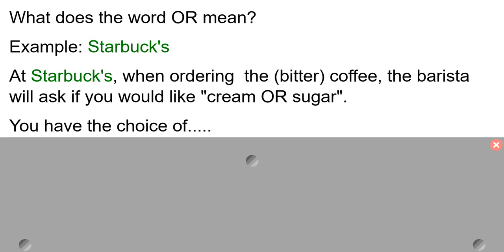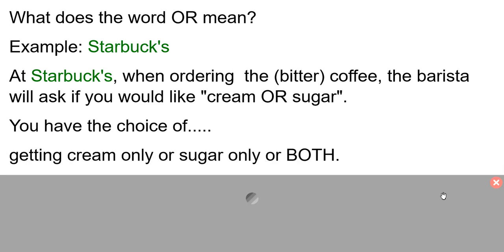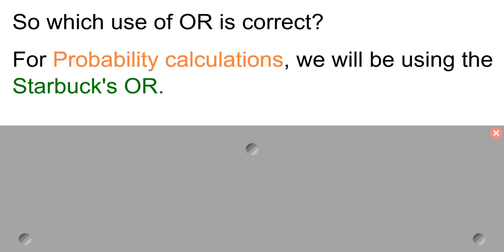The other example is if you were at Starbucks and you're ordering their coffee, the barista will ask you if you'd like cream or sugar. When this happens, you have the choice of cream, sugar, or both. So which use of "or" is correct? For our probability calculations, we're going to be going with the Starbucks "or."